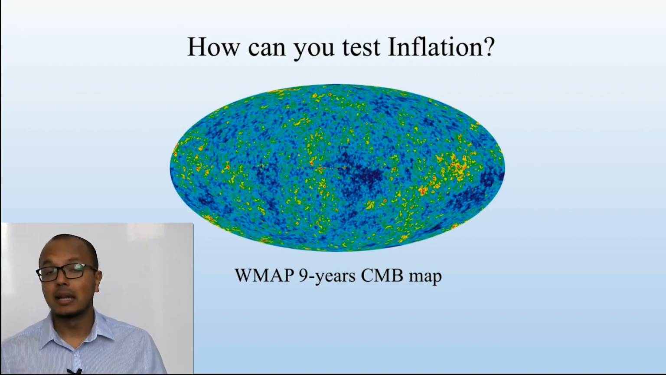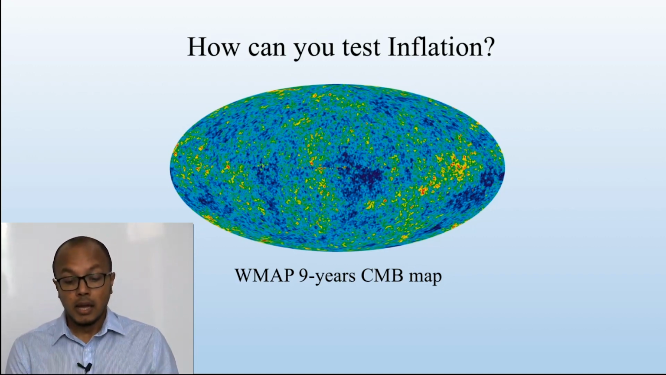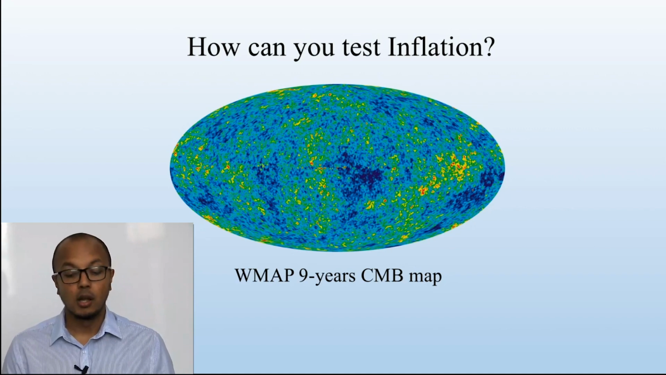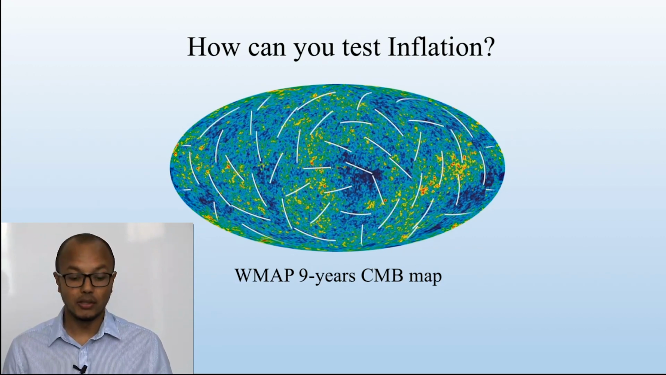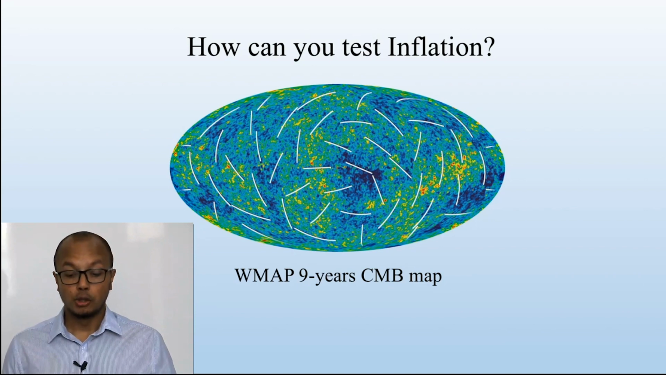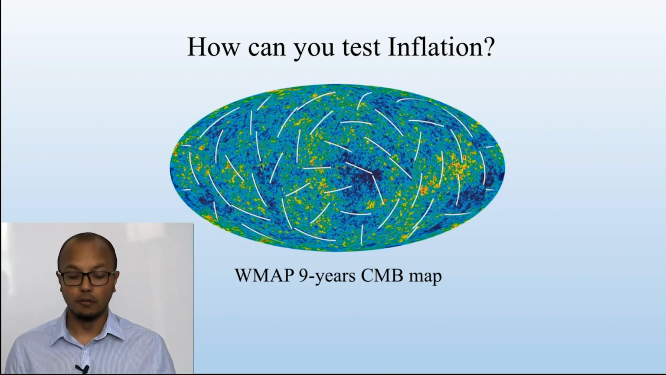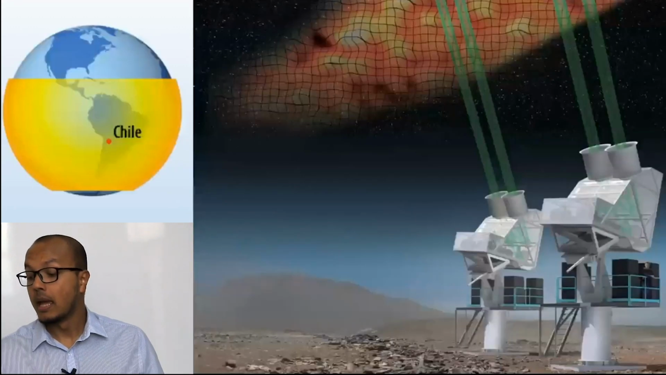So how do you actually test inflation? The exponential expansion would emit primordial gravitational waves that would leave an imprint on the CMB. These gravitational waves would produce a pinwheel pattern on the polarization of the CMB. So a detection of pinwheel pattern would be evidence for inflation. Now I will talk about how CLASS aims to detect inflation.